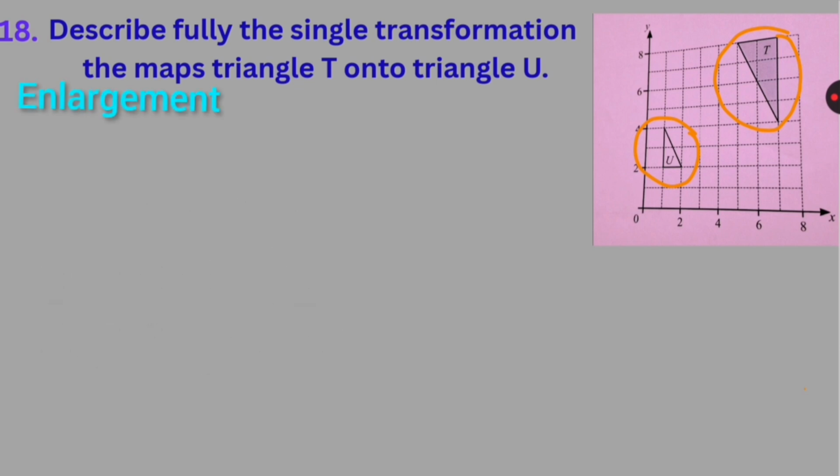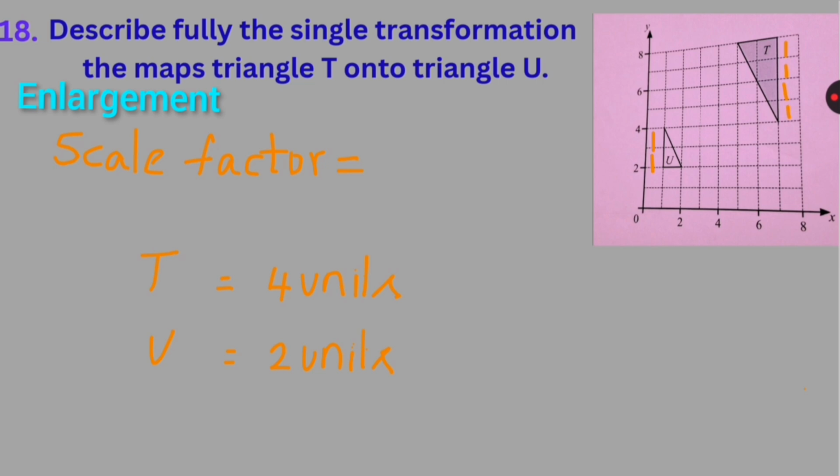If it is an enlargement, we need to find the scale factor and the center. How can you find the scale factor? Just observe the distance. Observe this long distance and here also observe this long distance. 1, 2, 3, 4. So for triangle T, the distance is 4 units. For U, 1, 2. So the distance is 2 units.